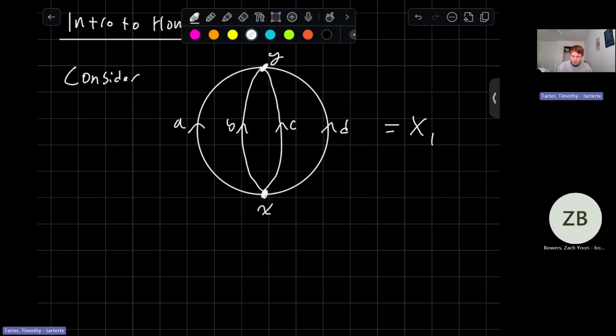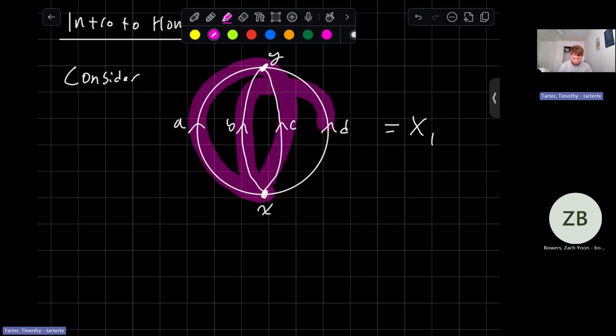So when studying the fundamental group of X1, we consider loops formed by sequences of edges, starting and ending at a fixed base point. For example, at the base point X, the loop A, B inverse travels forward along the edge A, then backwards along B, as indicated by the exponent minus 1. A more complicated loop could be, and I'll draw this, A, C inverse, B, D inverse, C, A inverse.